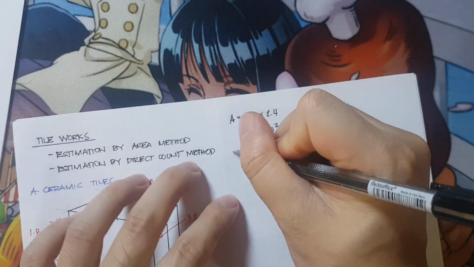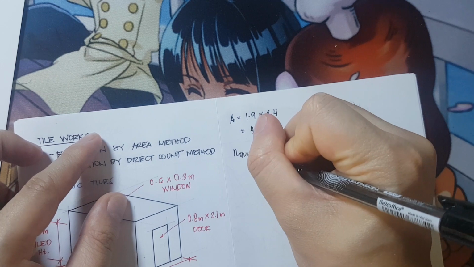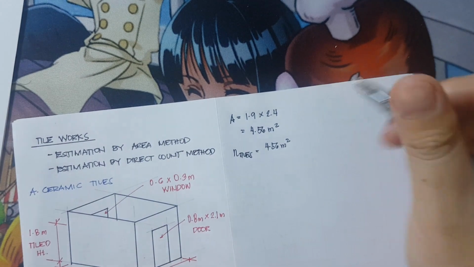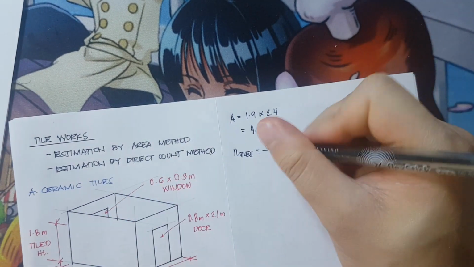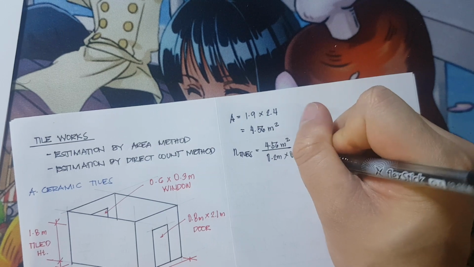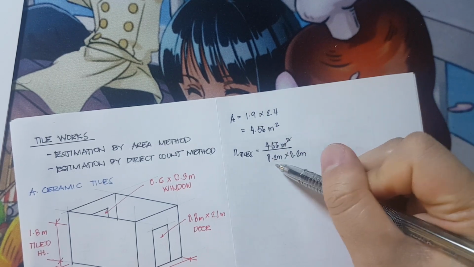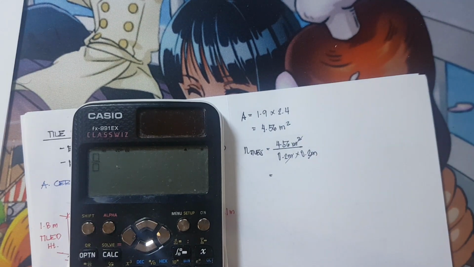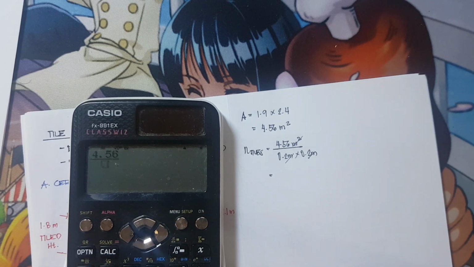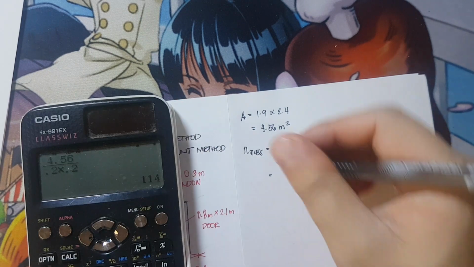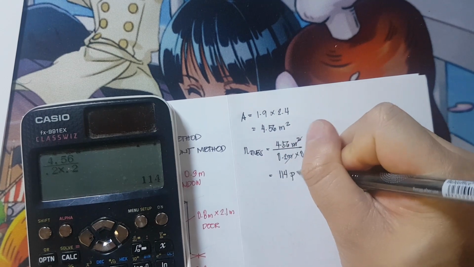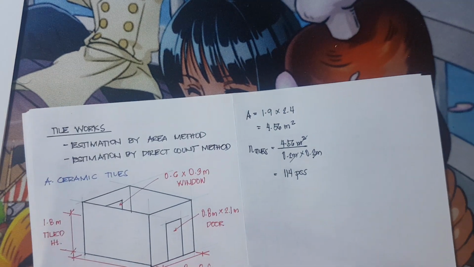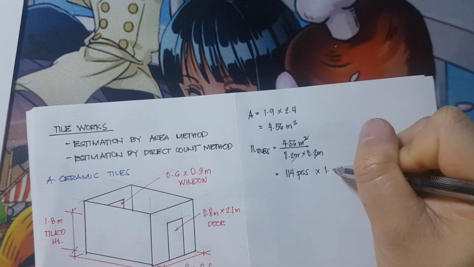So, for the number of tiles, it is equivalent to 4.56 square meters divided by 0.2 meter by 0.2 meter. So, the units will simply cancel out. Therefore, the number of tiles is equivalent to 4.56 divided by 0.2 times 0.2, which is 114 pieces. But I will not be stopping my computation from there. I will be using an adjustment factor of 5%.